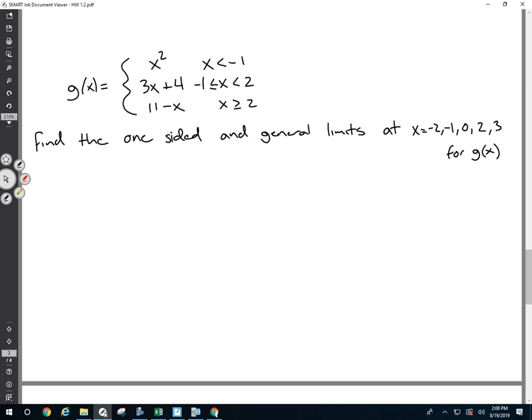Let's find the one-sided and general limits at -2, -1, 0, 2, and 3. Okay, so let's start with -2. Well, that's less than -1. I'm going to use the x squared piece. And g of -2 will equal 4. That is what's 4 from the left. That's 4 from the right. I don't have to worry about a one-sided limit being different.